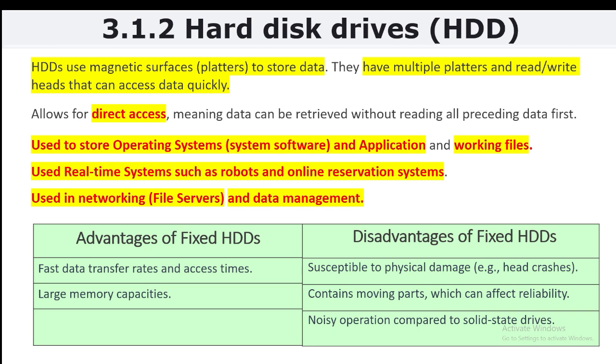The disadvantage of hard disk drives is that they are susceptible to physical damage. Because they have moving parts, when you drop it, you can easily damage it, okay? And they contain moving parts, which can also affect how reliable they are. Because the moving parts keep on spinning and spinning, anything can happen and then they stop working all of a sudden. Then again, they have noisy operation compared to solid state drives, which don't have any moving parts.